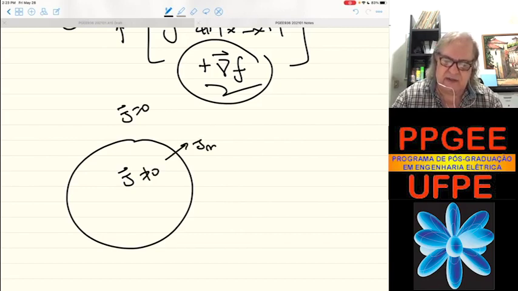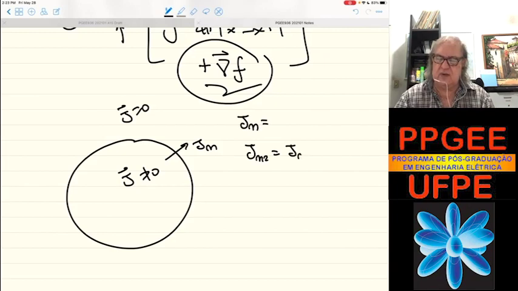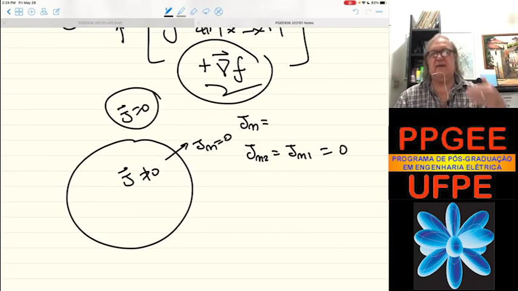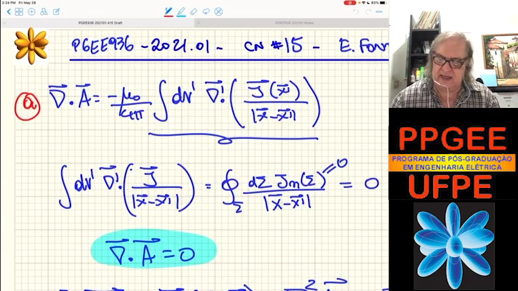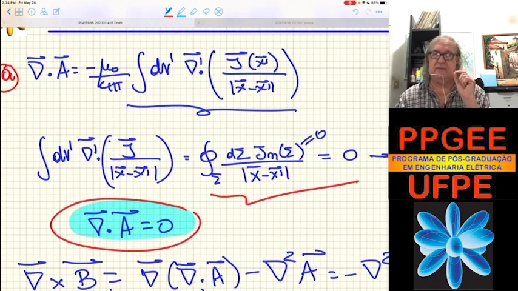So what is the normal component of J? Well, we showed that J normal 2 equals J normal 1 for a stationary current distribution. We showed that in a previous lecture. But outside the current is 0, so this is going to be equal to 0. So the normal component is always 0, because outside there is no current, and the normal component has to be conserved, so outside is 0. So the integral is going to be 0. So in this particular gauge for this potential function, which is just the integral, the divergence of A equals 0.